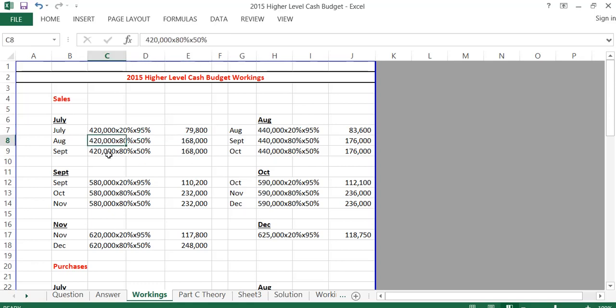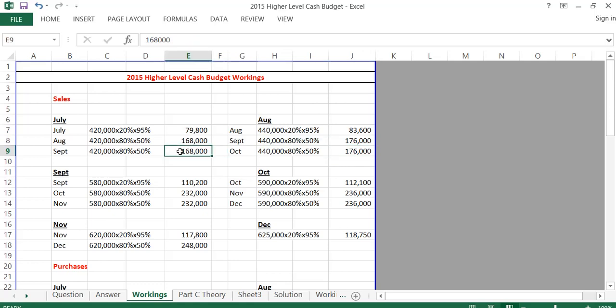And in August, again we start off with our total sales. 80% of those sales are on credit, and of the ones on credit, 50% pay 1 month later, which is 168,000, and then the other 50% will pay 2 months later in September. And this will be the same for August. You just start off with the total sales for August, 440, by 20%, which is cash sales, by 95%, because you give a discount of 5%. And then for September and October, it's the total sales for August of 440 by 80%, because 80% are on credit, and half of them, 50%, pay in 1 month, and the other 50% pay in 2 months.